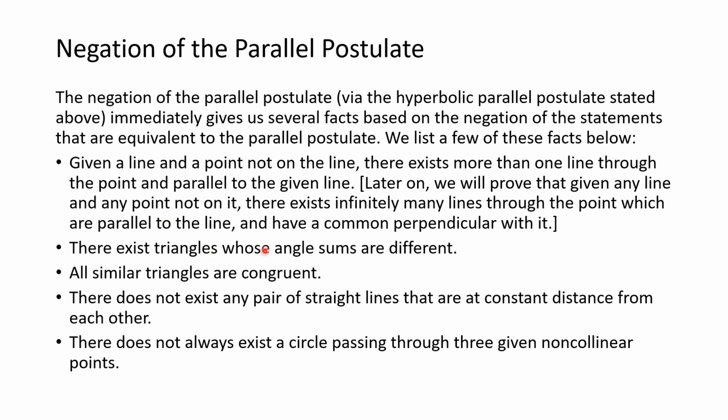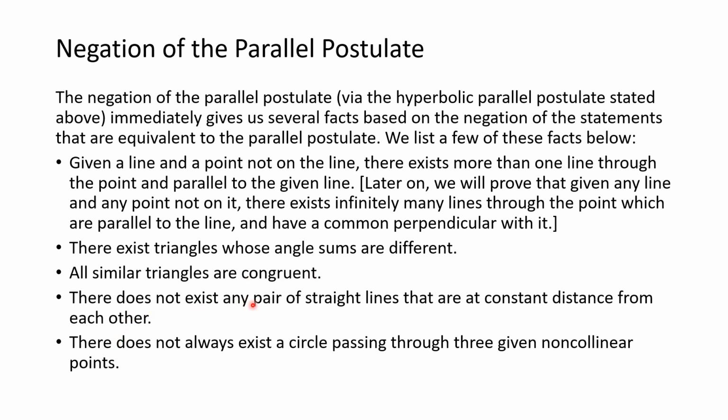There exist triangles whose angle sums are different. That's interesting. So this is a consequence of negating the parallel postulate. All similar triangles are congruent. That's also interesting. So we know from Euclidean geometry, you could have similar triangles with the same angles, but one could be just a few centimeters, and one could be kilometers large, and they're still similar. But that's not the case for hyperbolic geometry. Similar triangles are congruent. They're exactly equal. The side lengths and their angles are the same.